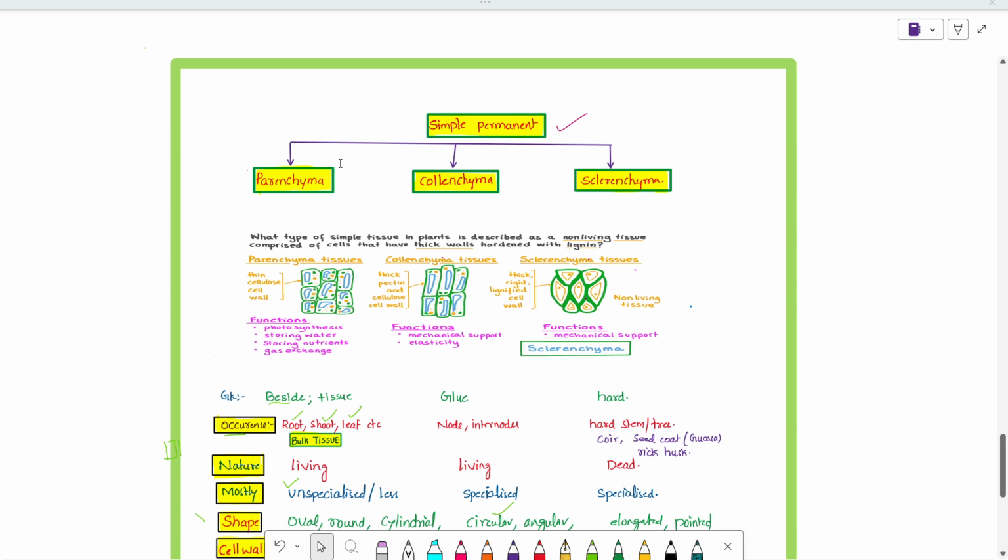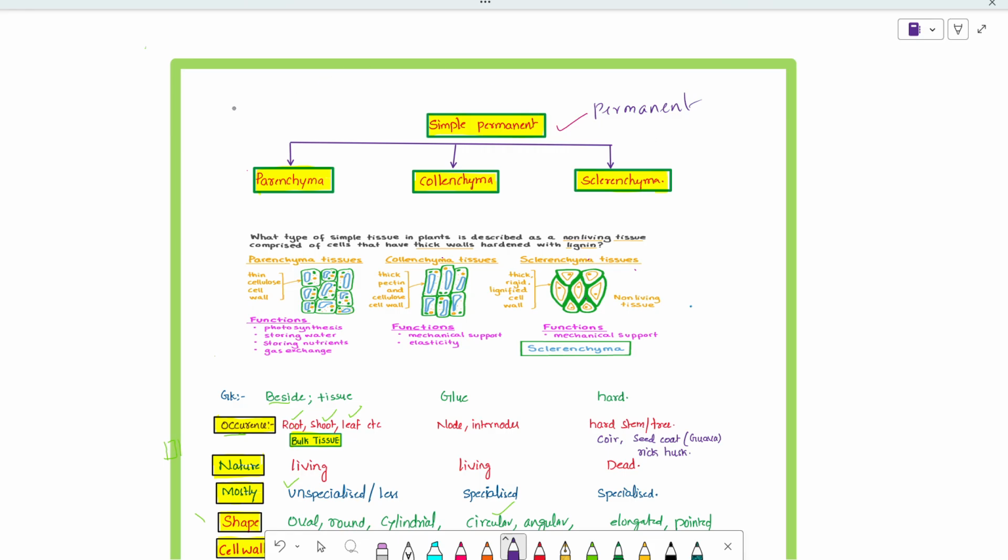Hi, hello, good evening. So today we are going to learn about plant tissues, the second part of plant tissues, which comes under the group called permanent tissues. Permanent tissues are of two types: one is simple tissues, the other is complex tissues.